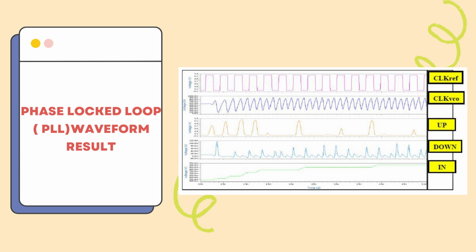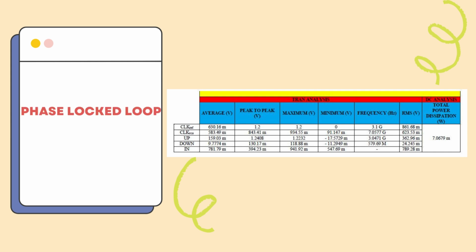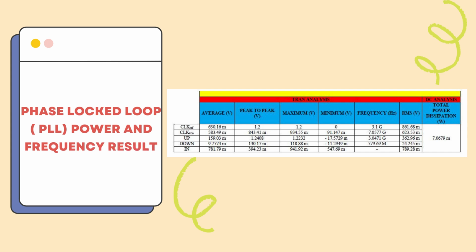This table summarizes the key performance metrics of our PLL system from both transient and DC analysis. Looking at our TRAN analysis, you can see the CL-CREF operating at 3.1 GHz and our locked CL-KVCO at 7.0577 GHz, demonstrating successful frequency synthesis. Importantly, the total power dissipation for the entire PLL system, as shown in our DC analysis, is a low 7.0679 milliwatts, aligning well with our low-power design objectives, and this low-power figure, combined with the high operating frequency, is a testament to the success of our low-power design methodology for UWB applications.